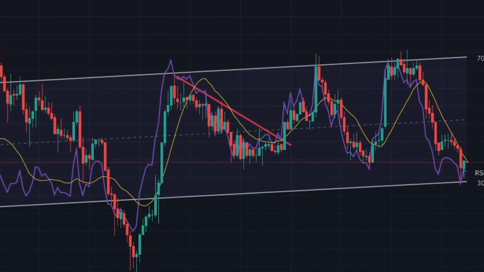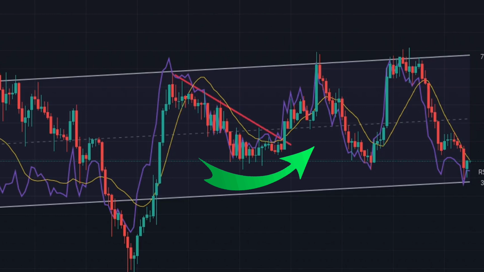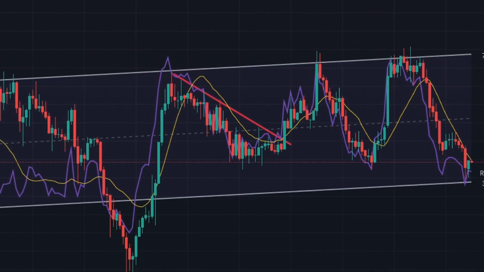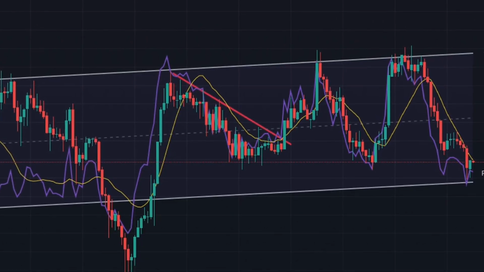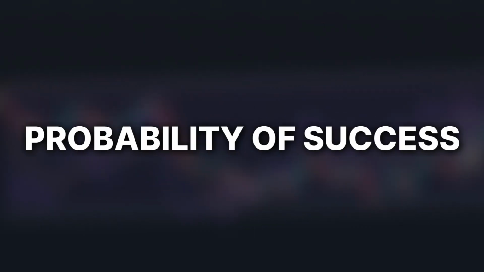And most importantly, you only take the trade if the breakout matches the slope of the midline. That's what keeps you aligned with real trend momentum. It's a clean, structured method that removes emotions, reduces noise, and boosts your probability of success.